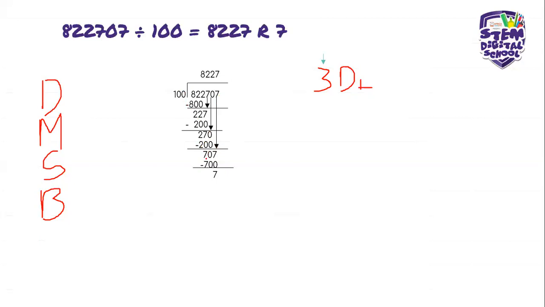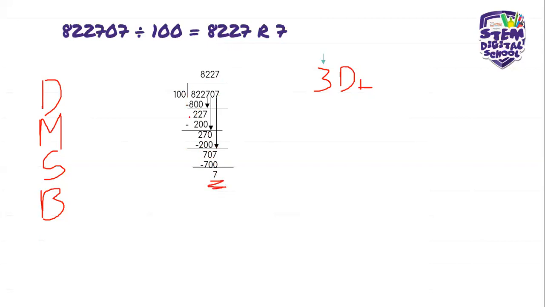And I say 100 into 707 goes sometimes 7 times. 7 times 100 is what? 700. 707 minus 700 is what? It's 7. Leaves me what? With 7. So my final answer is 8,227. Remainder 7. And what is important here?